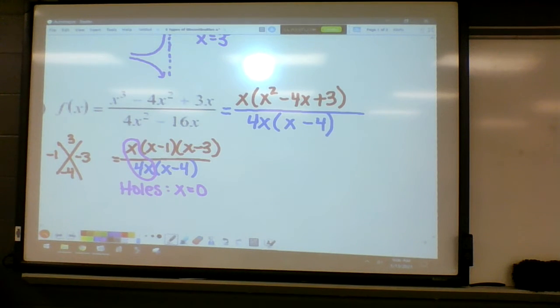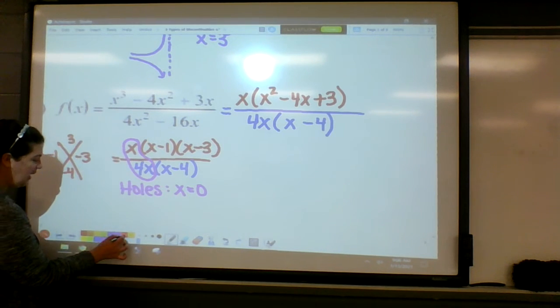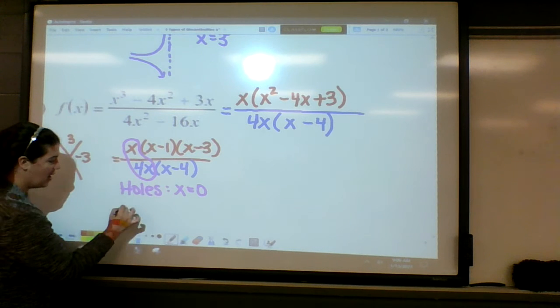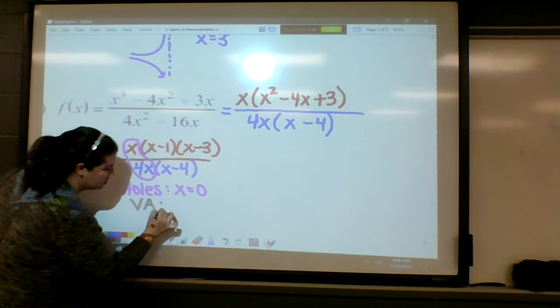Are there any other holes? Because you could have more than one. You could have tons of holes. You could have no holes. Any other matches you see? No more matches? All right. Then we can move on to the vertical asymptotes. We'll do that one next.